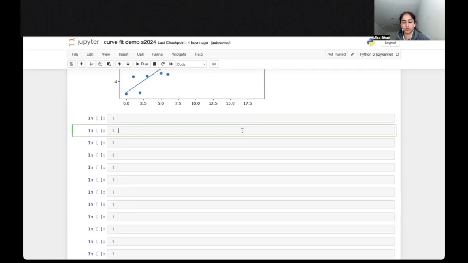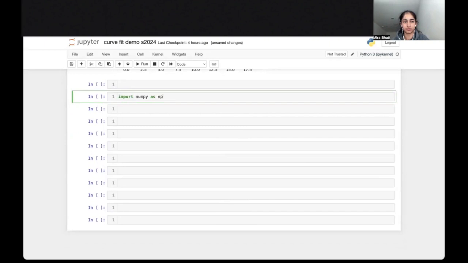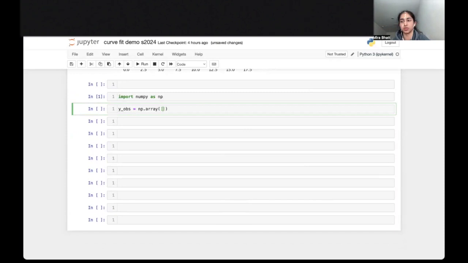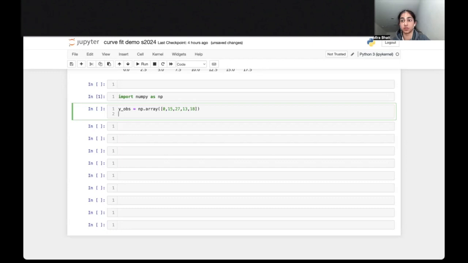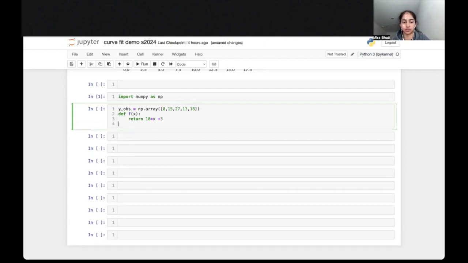Okay. So let's calculate our error for the data set that I showed you. First, let's start off by importing NumPy, because we're going to use it for this. And then let's put in our observed y values. In here, we're going to put all of our different y values that we saw in order. And then let's also define our model equation in here. We saw that that was 10 times x plus 3. So now we have our observed y values, so our data values, and then our model equation.